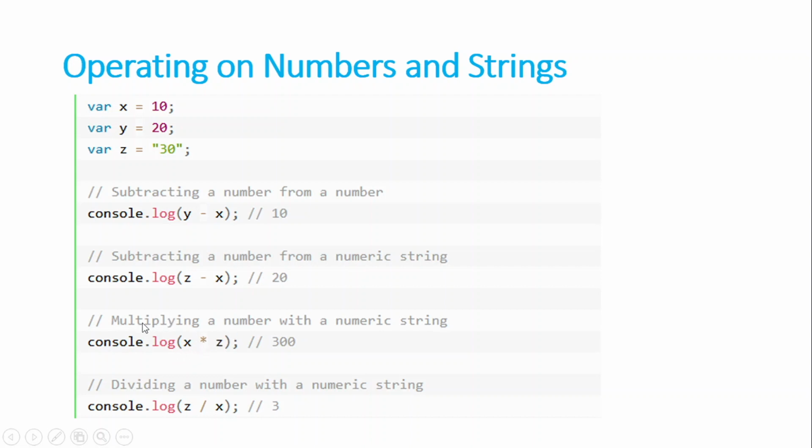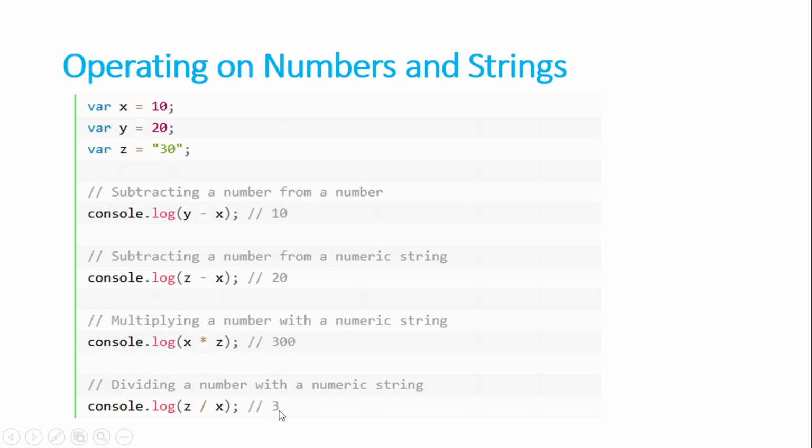Similarly, we have multiplication. If we multiply a number with a string, it will multiply by converting the string data type into a number. Now you can see 30 multiplied by 10 is 300. So it actually multiplied this 30 by 10 by converting the 30 to number format. That's why it is giving us the right result. We also have z divided by x, so you can see the right result is there.